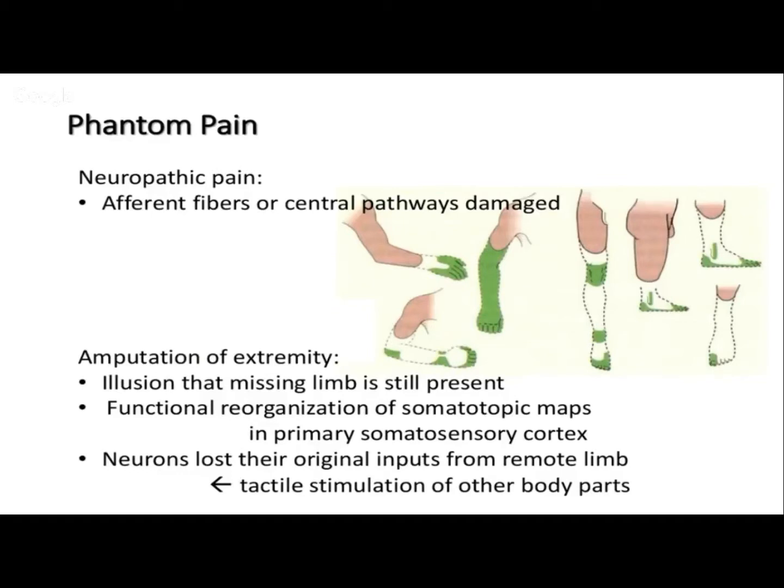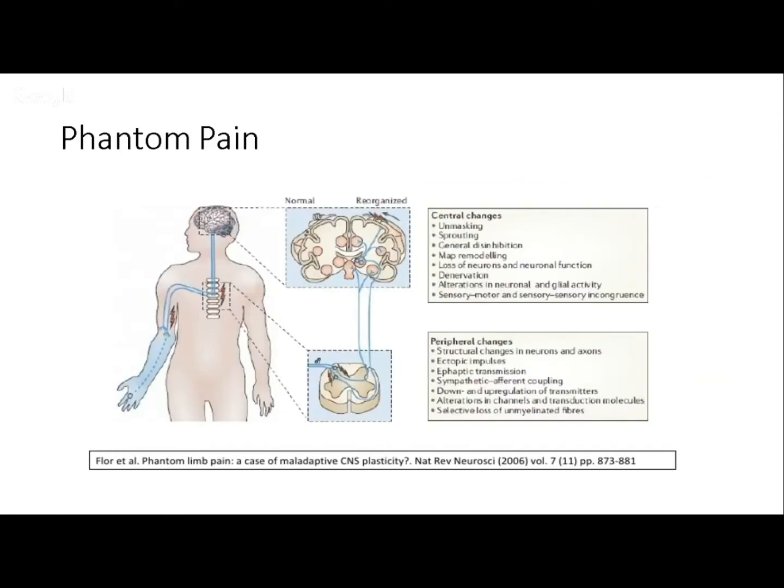Then the concept of phantom pain. So phantom pain is typically described in the setting of amputation of an extremity. There's an illusion that the missing limb still exists, although it is not there. There are some theories as to why this occurs. One is central changes: there is sprouting of the nerves, general disinhibition, and some kind of map remodeling that results in it.